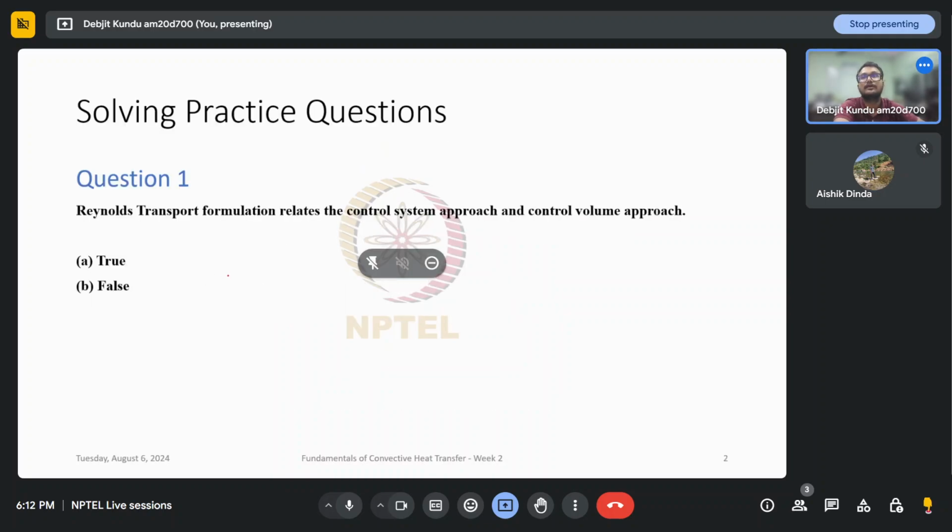We will take a look at the first question of today's session, which is a true or false type of question. It has given us a statement and it's asking us whether it's true or false. The statement goes as follows: the Reynolds transport formulation relates the control system approach and control volume approach. Is that statement true or is it false?